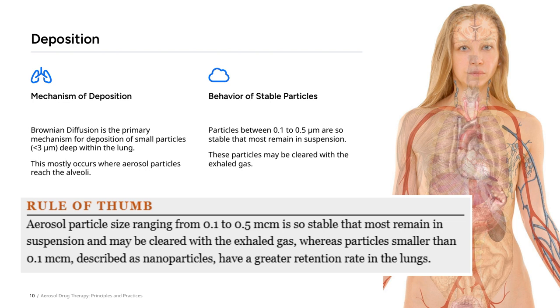So, in summary, the stability of small particles, their clearance with exhaled gas, and the process of Brownian diffusion are all key to understanding how aerosolized drugs deposit within the lungs. These principles are fundamental to designing effective aerosol therapies.